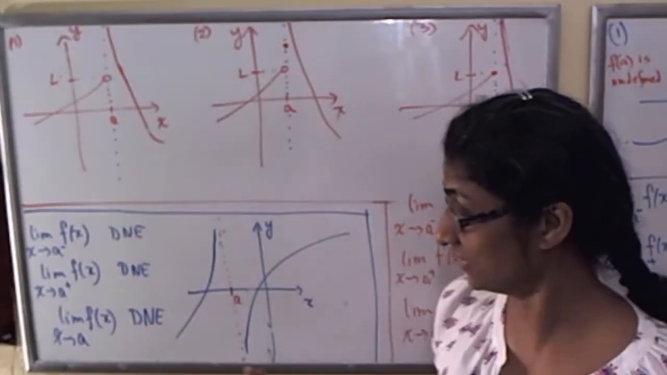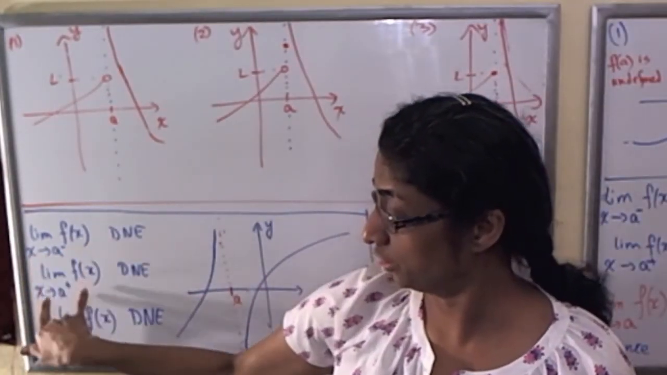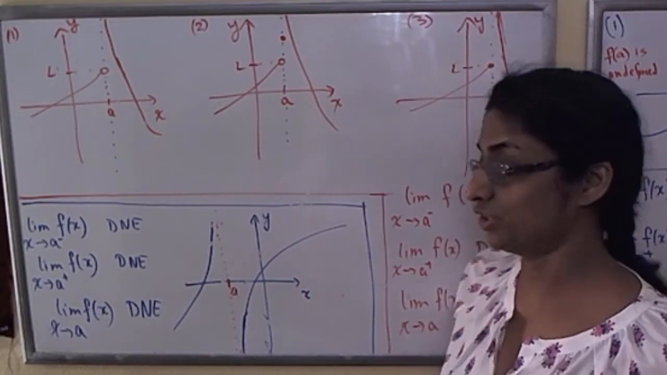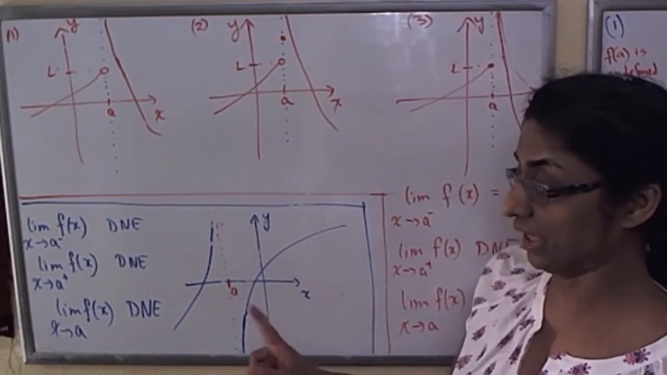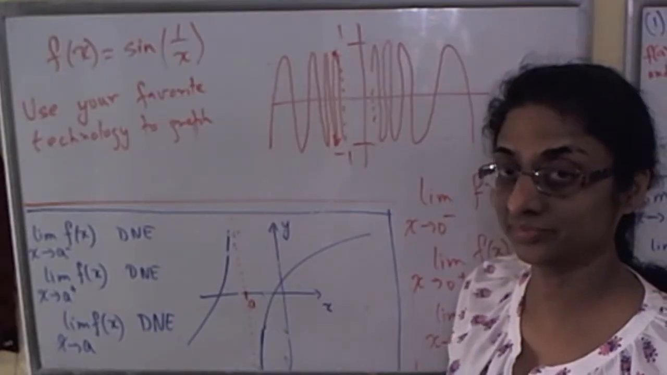Now let's look at this example where neither the left-hand limit nor the right-hand limit exists. And I will leave it to you to convince yourself that these are true for this graph.